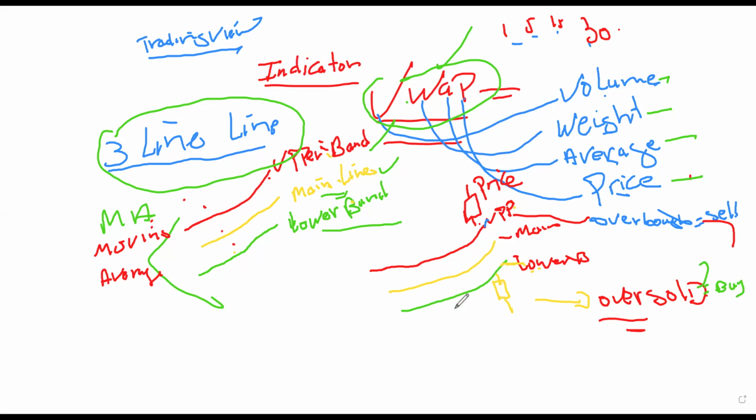So remember, whenever the candlesticks, or the candles, which is called price action, are below the lower band, the stock is oversold. The candle is price. And whenever the price is over the upper band, you sell. That means it's overbought.